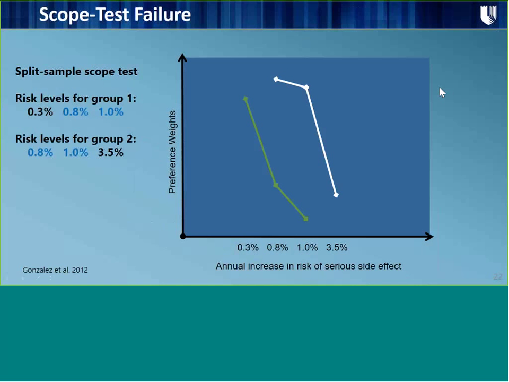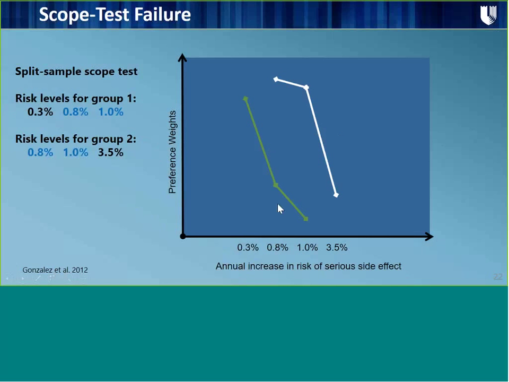So here's the problem. Split the sample in half and show the risk levels for group 1 will be 0.3%, 0.8%, and 1%. For group 2, they're going to see 0.8%, 1%, and 3.5%. So group 1 never sees 0.3, and group 2 never sees 3.5, but they overlap on 0.8 and 1%. Now we estimate the same model, except separate models for the two different groups, and we get some disturbing results here.